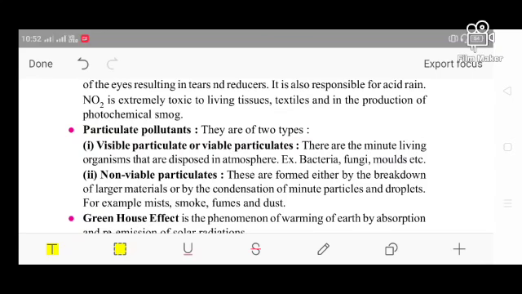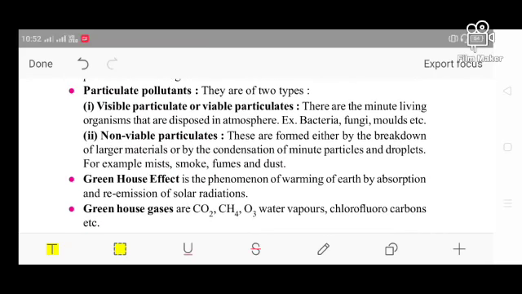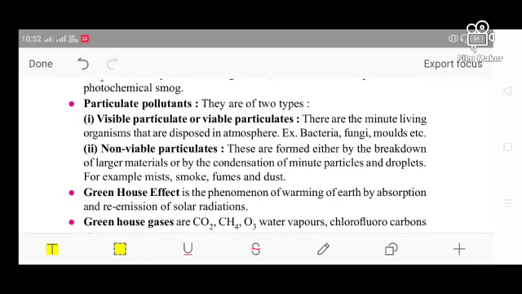When we discuss particulate pollutants, these are also of two types: viable and non-viable particulates. Viable particulates are very minute living organisms exposed to the atmosphere, like bacteria, fungi, molds, etc. So these are classified in this class.